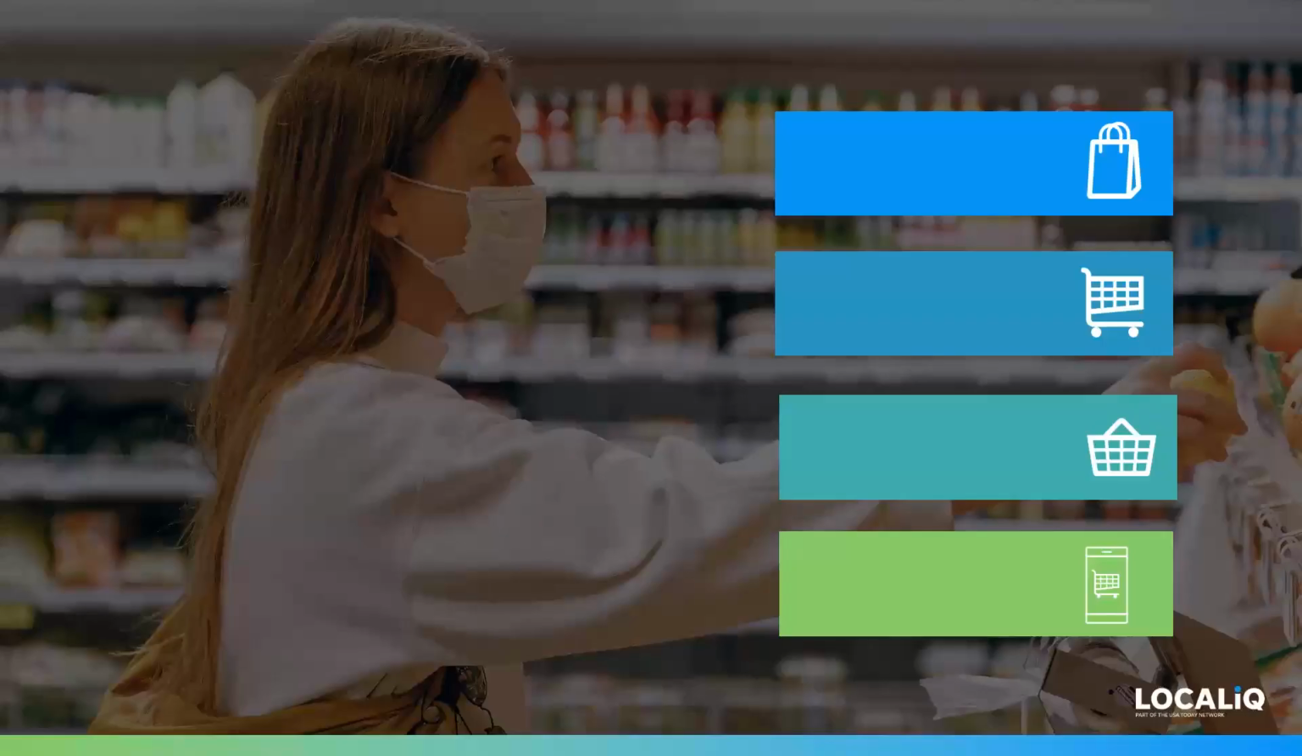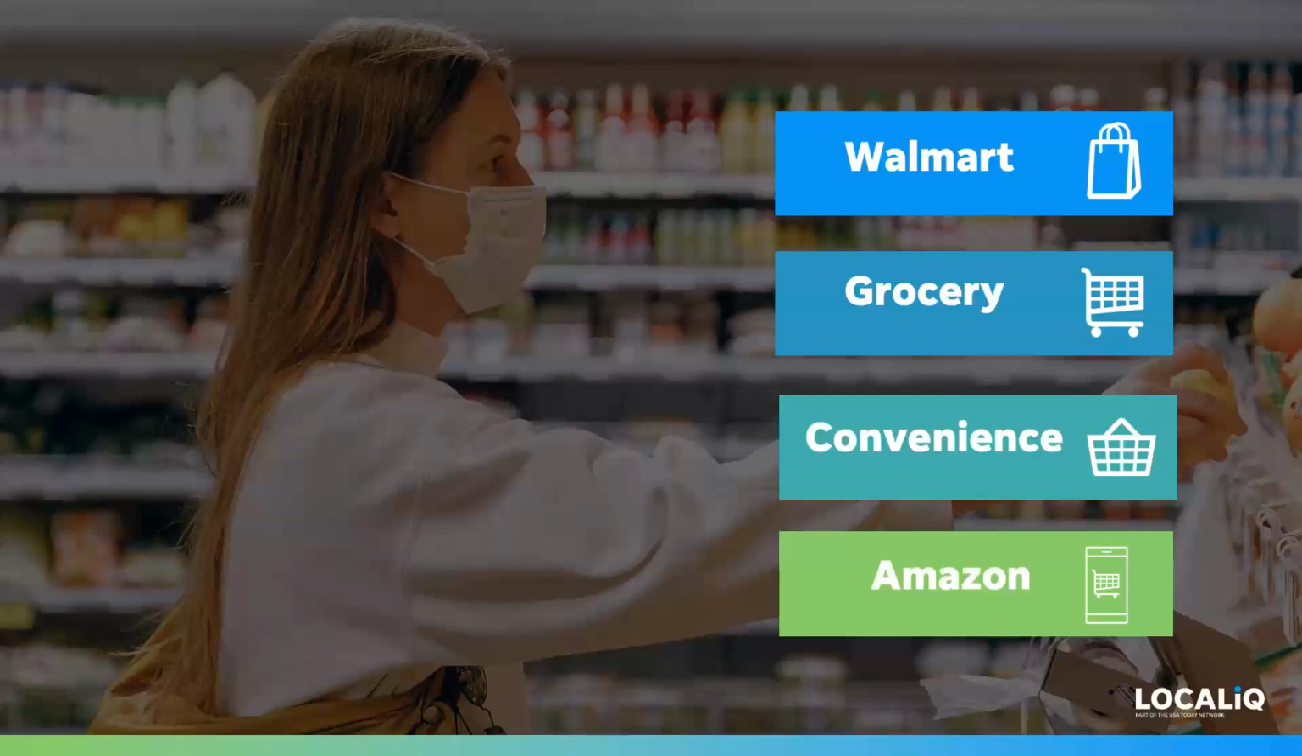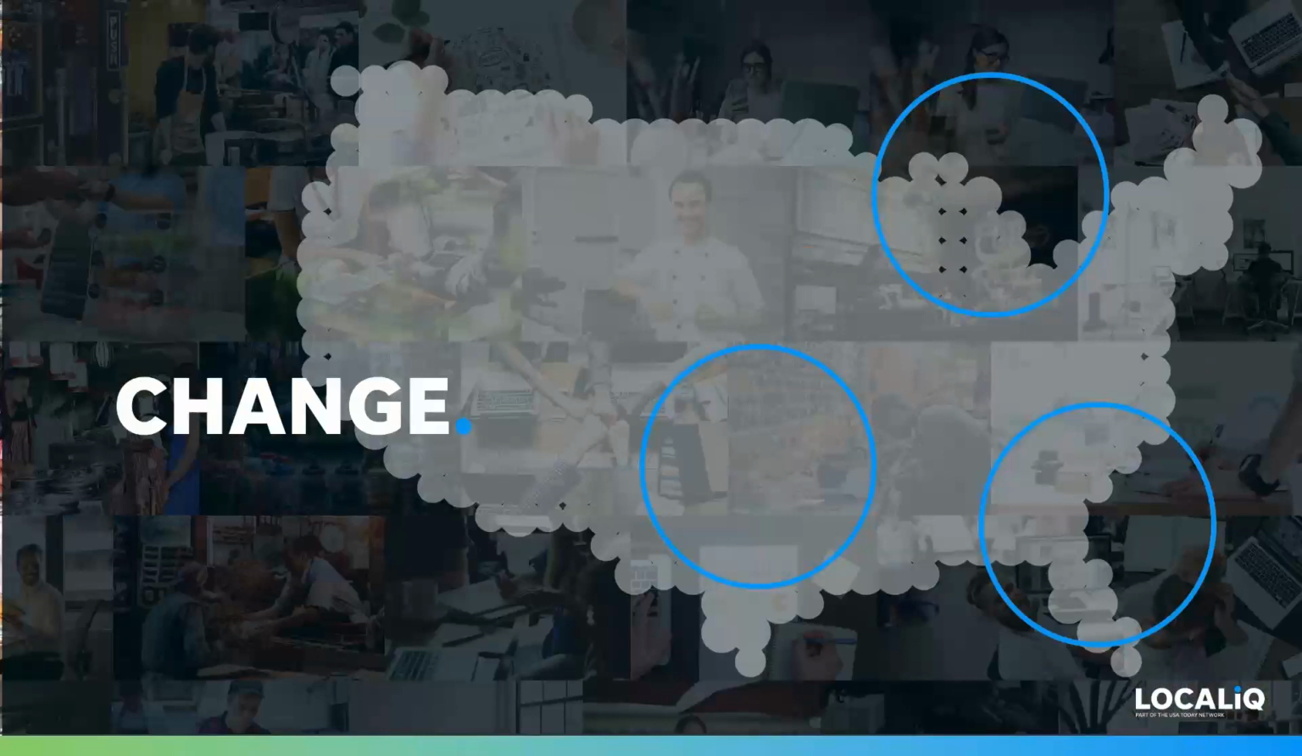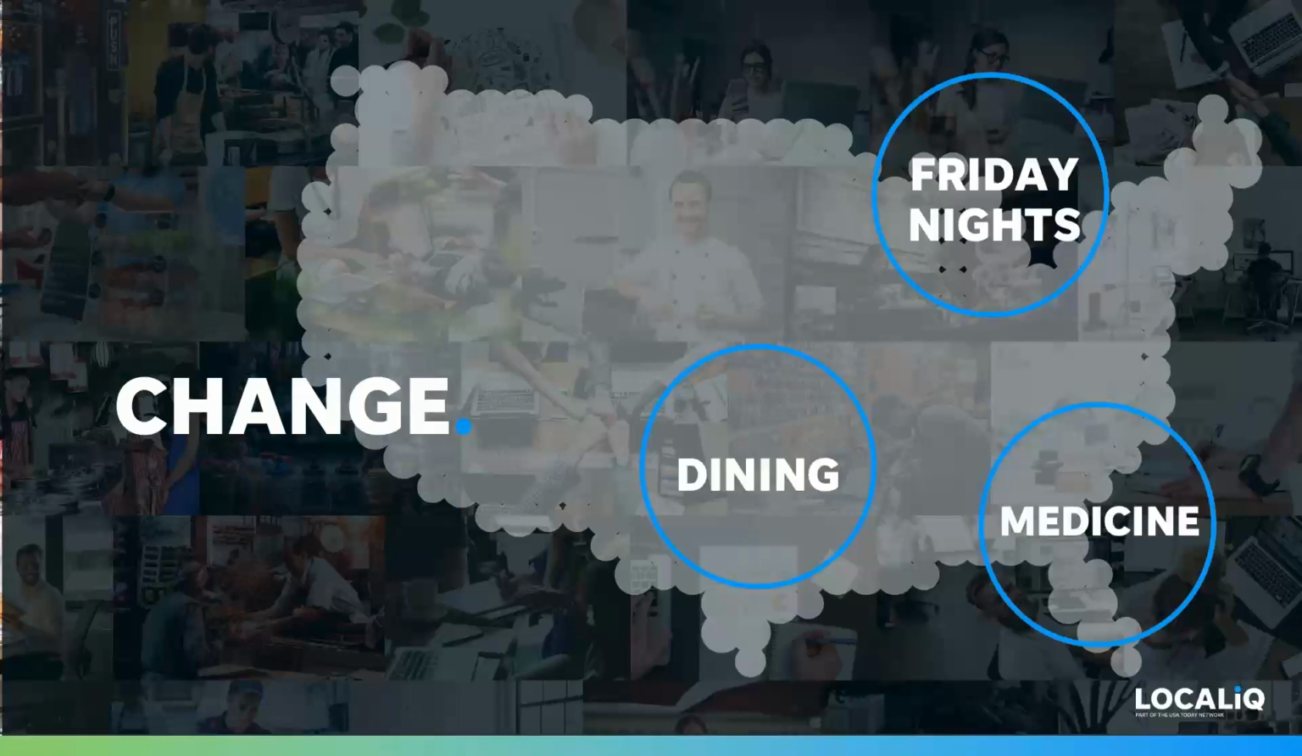So, as you can imagine, on our return trip home, we made this skeptical stop at the next Walmart, the next grocery store, the convenience store, Amazon, because we were told we had to find this stuff. And then the mild panic set in. And we, like so many other families all over the world, experienced a change. Not a change we had an option in.